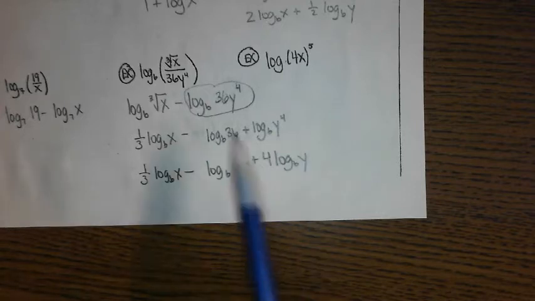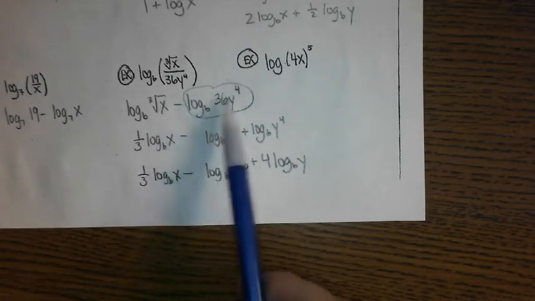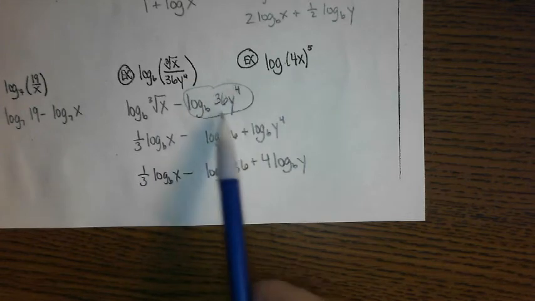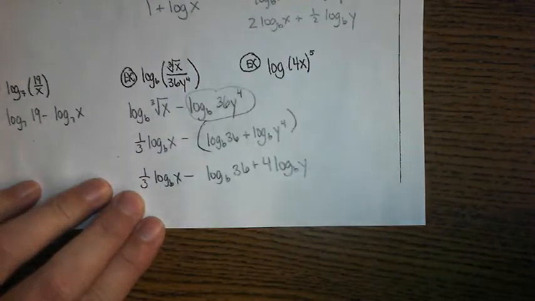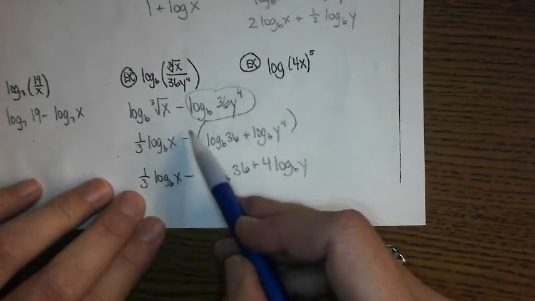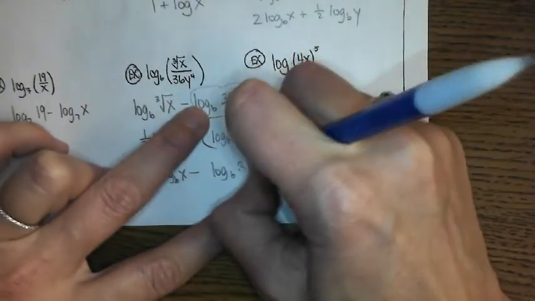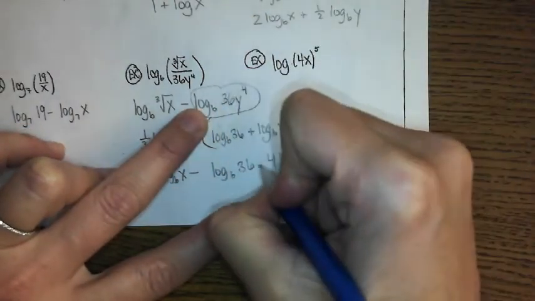Right, exactly. We are subtracting a monomial here, so we don't need parentheses. But because this monomial turns into a binomial, we want to make sure we're subtracting the whole thing. And so then we would distribute our negative, and this would actually turn to a minus 4 log base b of y.